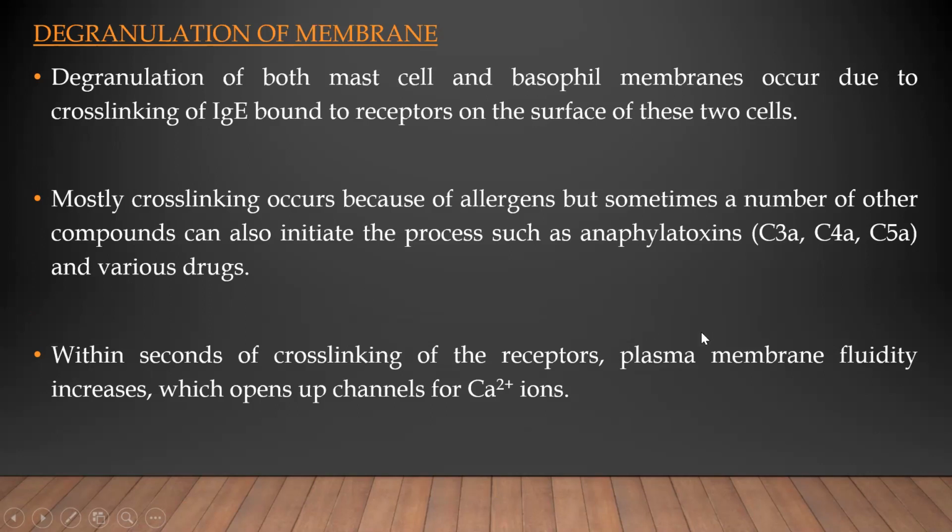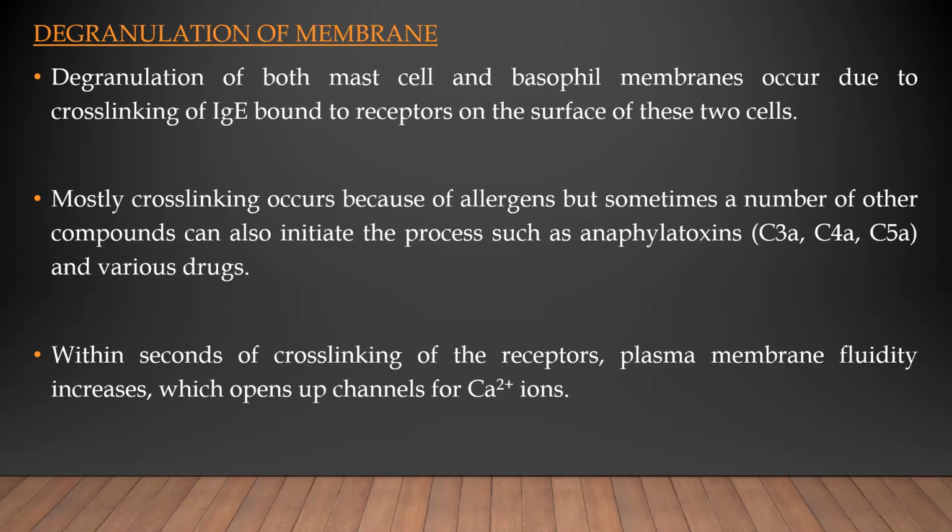Did you understand? So the main important thing is degranulation of the basophils and mast cells. And how does degranulation occur? It occurs because of cross-linking of IgE, which is bound to the specific receptor present on the surface of basophils and mast cells. And you also have to understand that it is not only allergens. It can be various drugs, it can be anaphylatoxins. But what is the main thing we have to understand? That it is cross-linking of IgE, which is found on the surface of these cells.